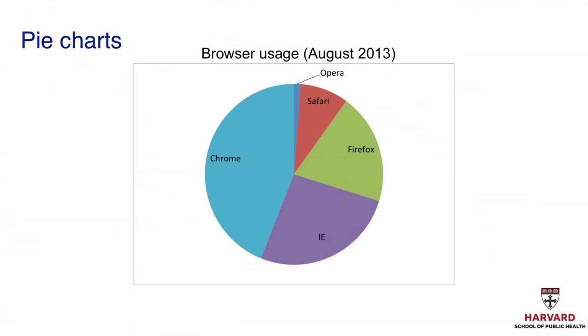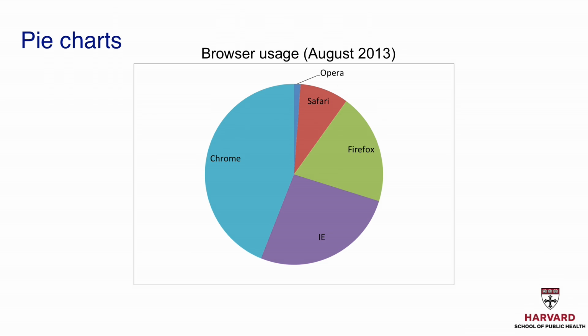All right, so what do we want to do when we show data? We want to make plots to convey the characteristics of our data. We want to display data accurately and clearly. In this lecture, we're going to provide some examples of the bad plots and then the improved ones. Here I'm showing you the browser usage from August 2013.